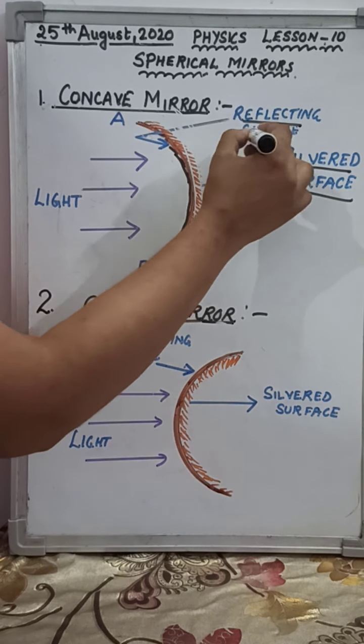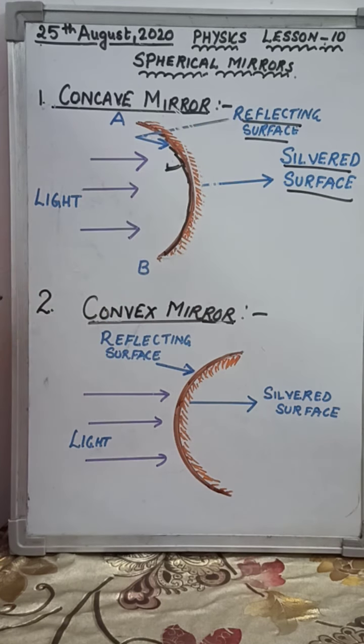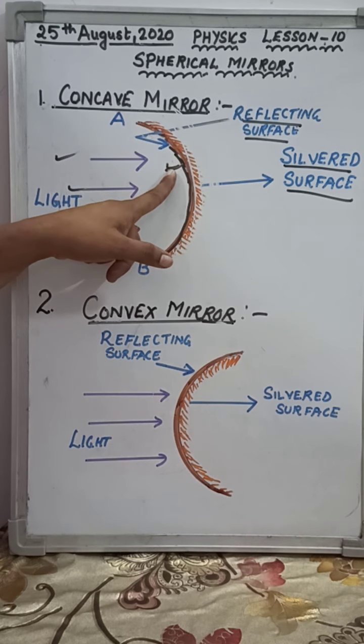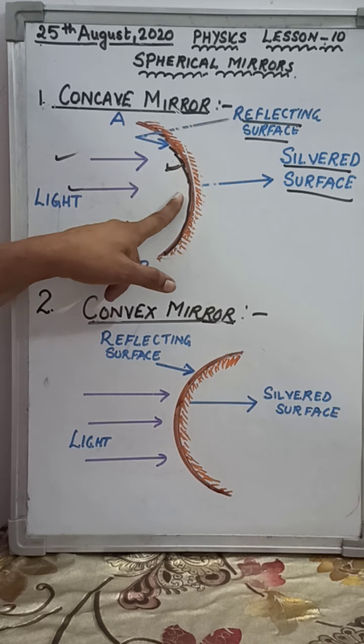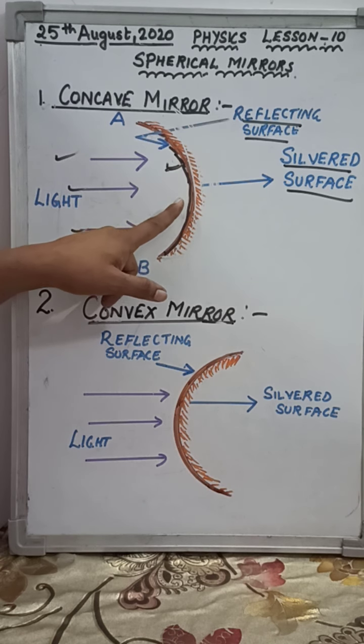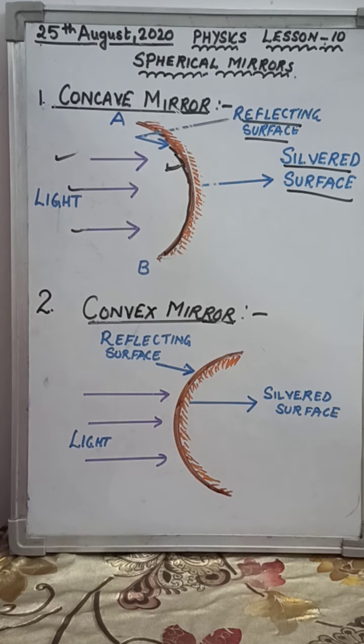This is your reflecting surface. Here the reflection will take place. These are your light rays. The light rays will fall on this hollow surface and the reflection will take place from this hollow surface. This is your concave mirror.